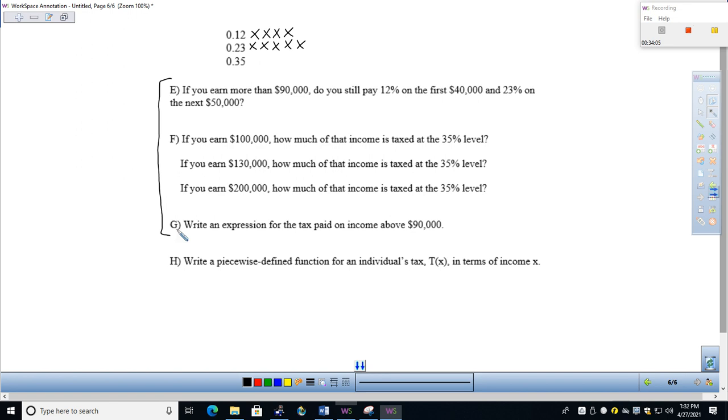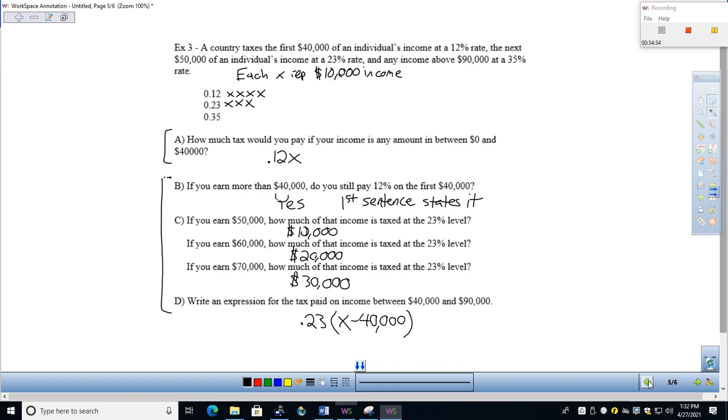So, letter E. If you earn more than 90 grand, do you still pay 12% on the first 40,000 and 23% on the next 50? Yes, and yes, of course. And by the way, doesn't the problem exactly state that? Look at that. Country taxes the first 40,000 at 12%, the next 50,000 at 23%. That's exactly what it says.